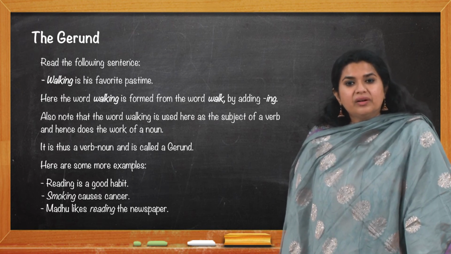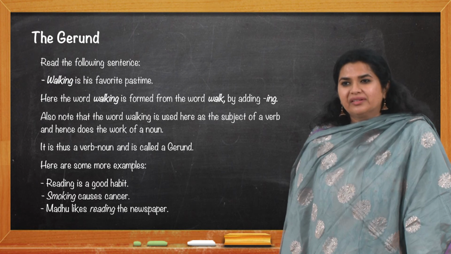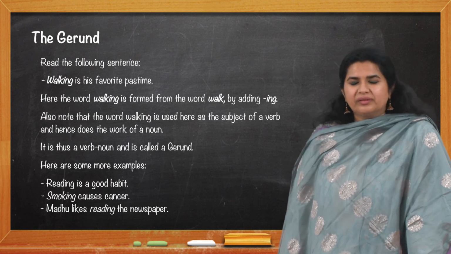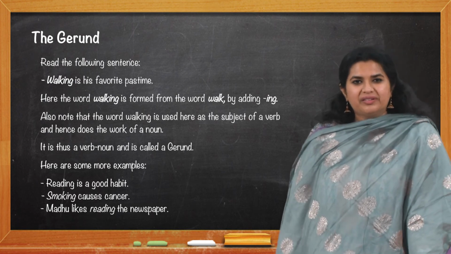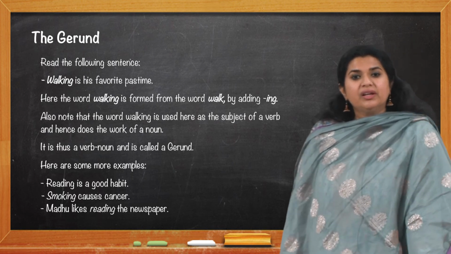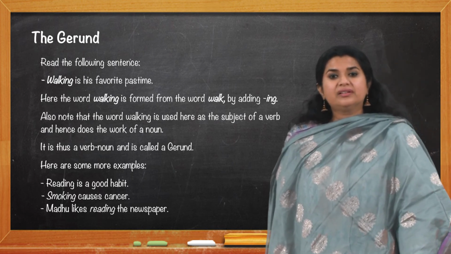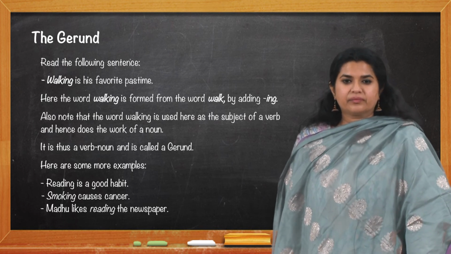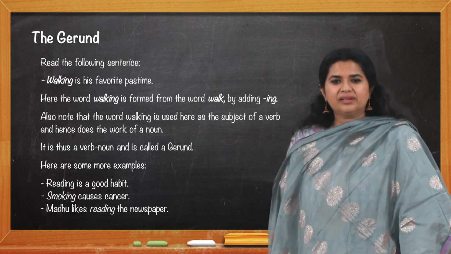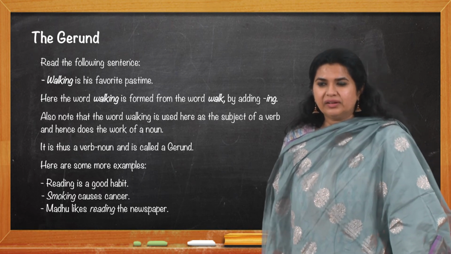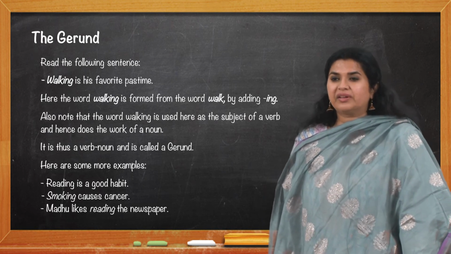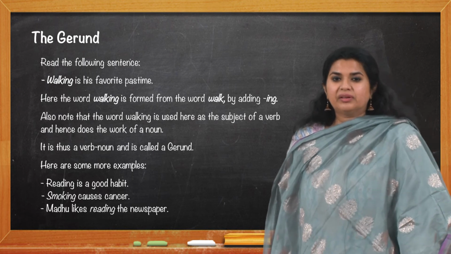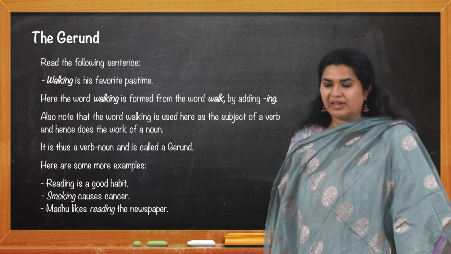Gerund is a verb noun, and therefore it is often called the verb noun. Here are some more examples. Reading is a good habit, smoking causes cancer, Madhu likes reading the newspaper. See, reading the newspaper here is not a present continuous. Madhu likes to read the newspaper, that is the sense here.